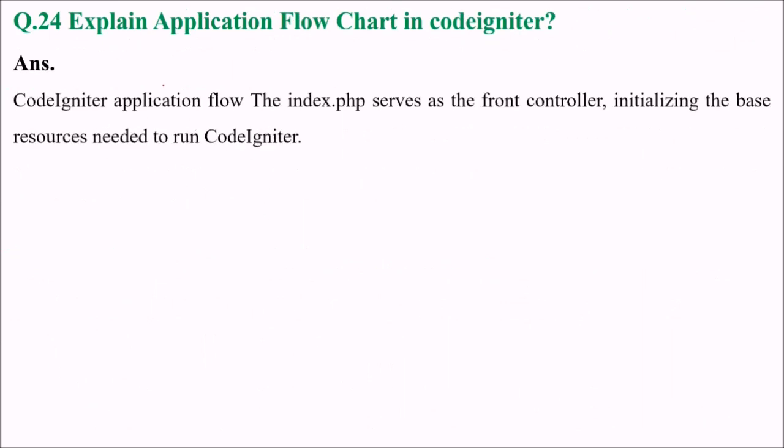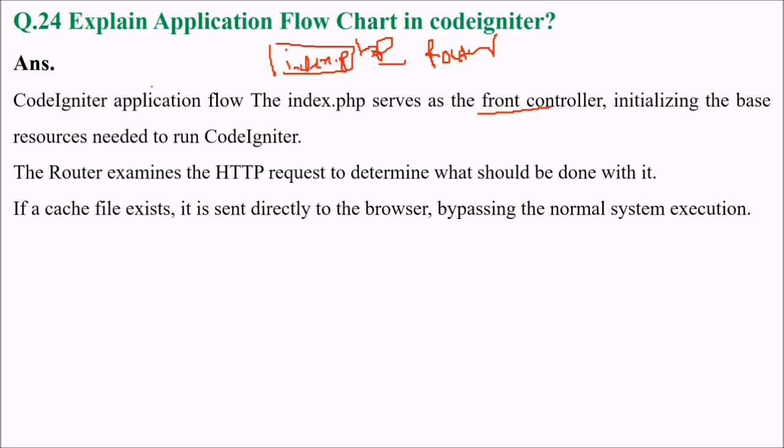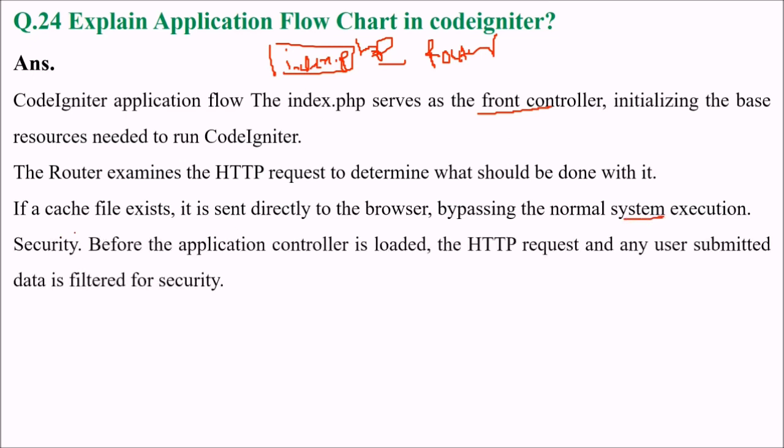Explain application flowchart in CodeIgniter. First of all, in the CodeIgniter application flow, you have index.php. This serves as a front controller, initializing the base resources which are needed to run CodeIgniter. Then we have a router which examines the HTTP request to determine what should be done with it. If a cache file exists, it is sent directly to the browser, bypassing normal system execution.